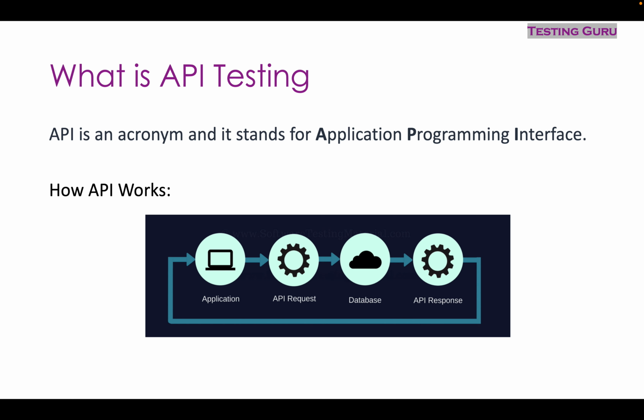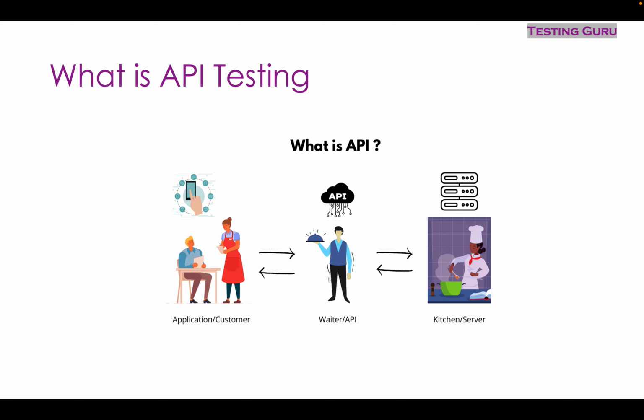See here, you can see on the screen there is an application and there is an API request and there is a database and then you get a response. This is how it actually works, but to understand more we will take an analogy here. Let's say you went to a restaurant and there is no waiter present. So you need to see the menu lying on the table and then make a request to the kitchen where the chef is preparing a dish for you.